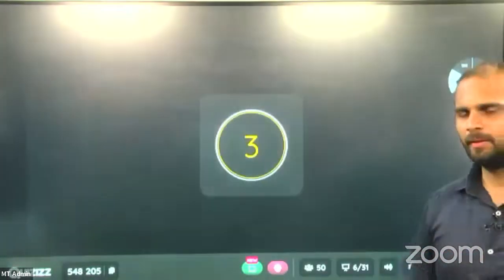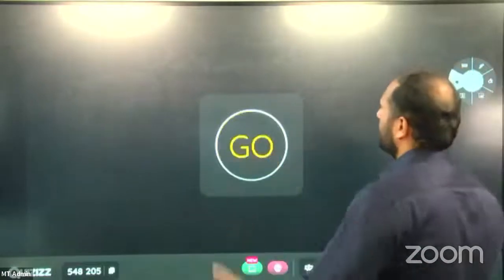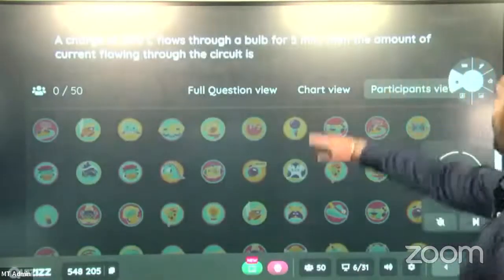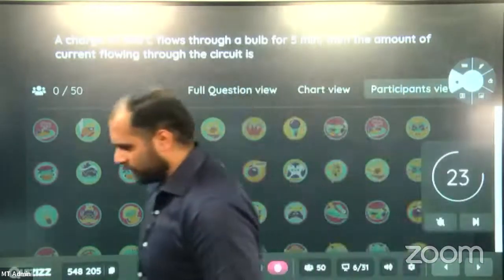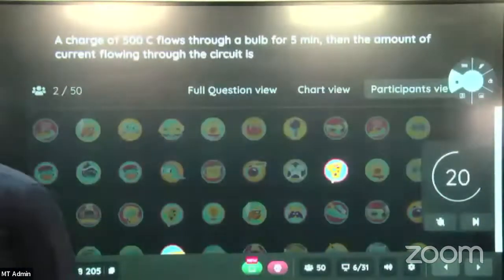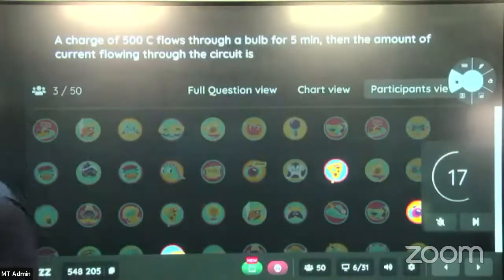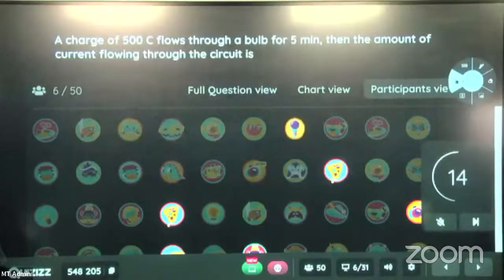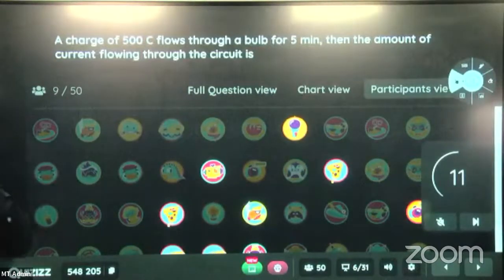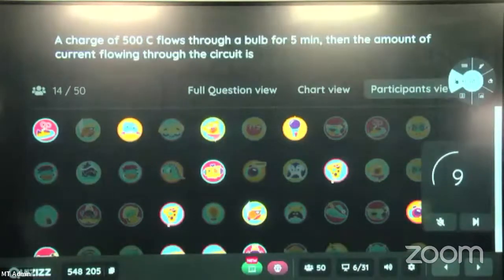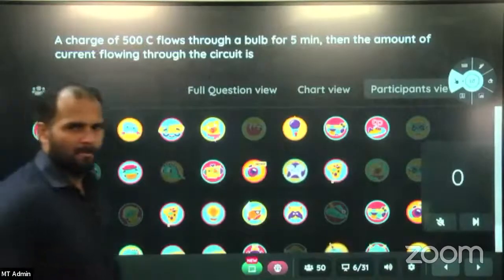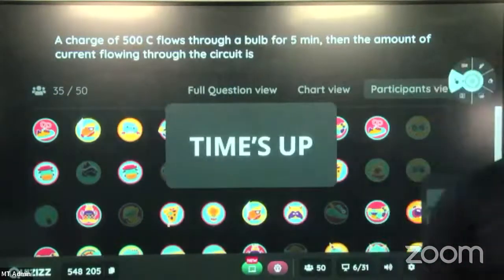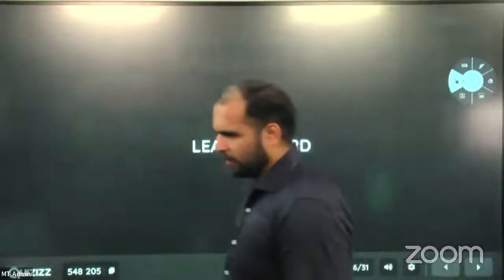Next question in front of us. Now this will be a calculative question. What is the question? A charge of 500 coulomb flows through a bulb for 5 minutes, and the amount of current flowing through the circuit is how much? Take your time, please. Don't get anxious, okay? 1.6 recurring, yeah.